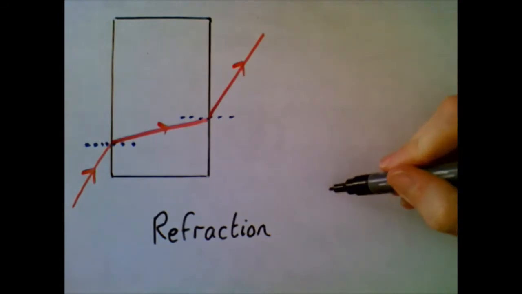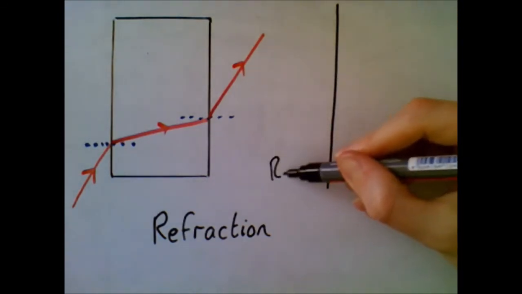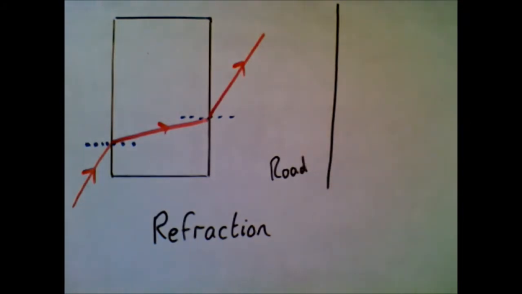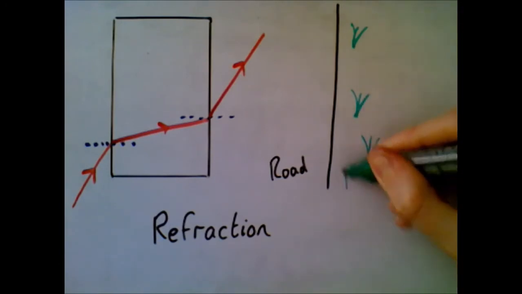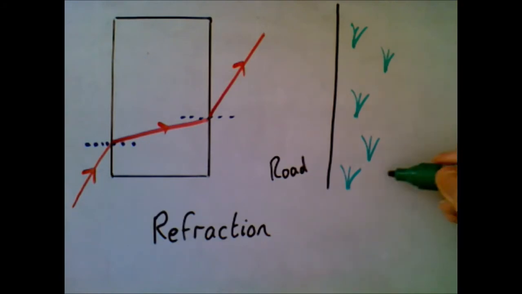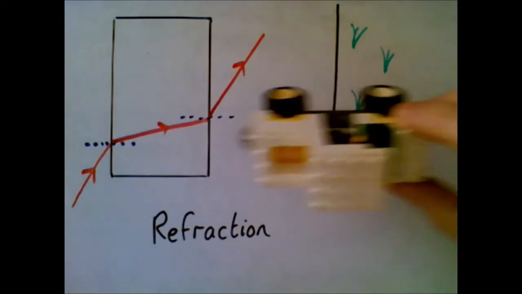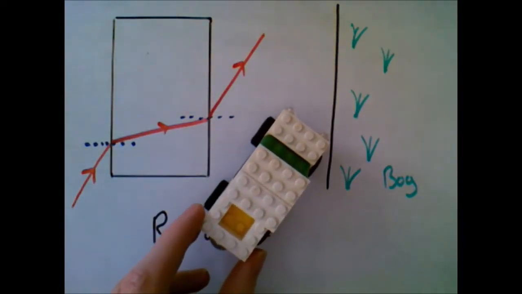If we imagine over here then that this is the road, and then this here is some kind of boggy marshland. There's some bits of plant here in the marsh. So this is a bog. Now, if we imagine here's a truck. We imagine this truck driving along this way, and it hits the bog.